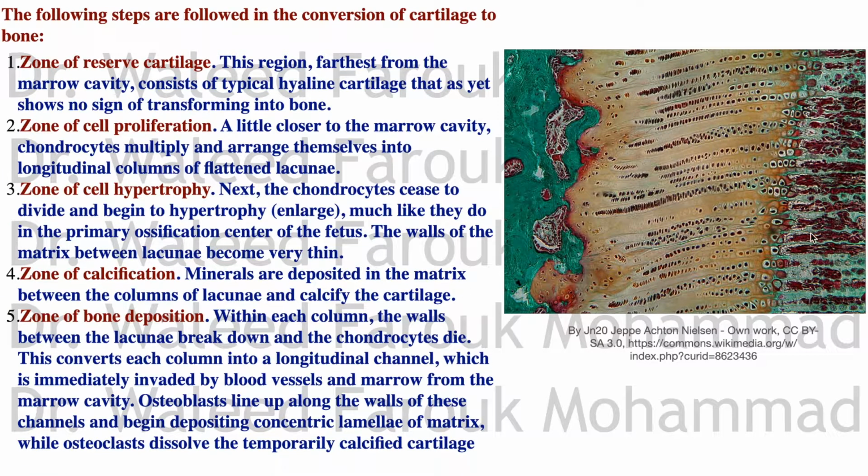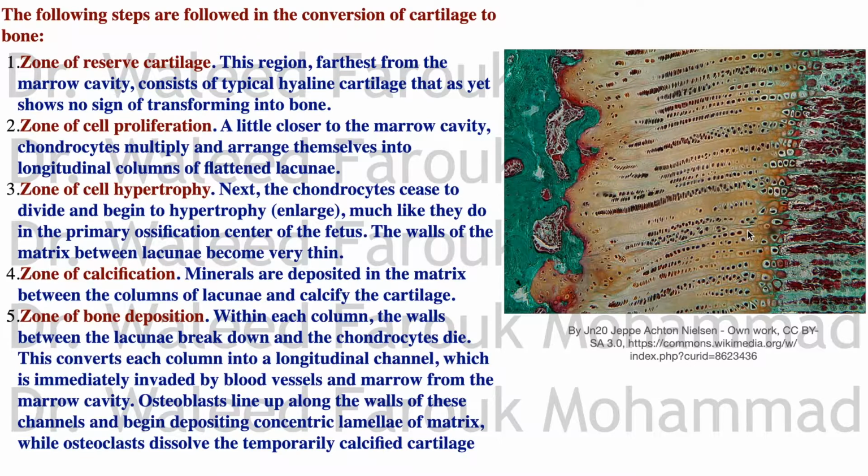Now, this picture shows you the process of ossification. This is the bone marrow cavity side, and this is the cartilage side, and we're going this way, depositing calcium. The steps in the conversion of cartilage to bone start with the zone of reserve cartilage, which is this one. It's the farthest from the marrow cavity and consists of hyaline cartilage that is not yet transformed into bone.